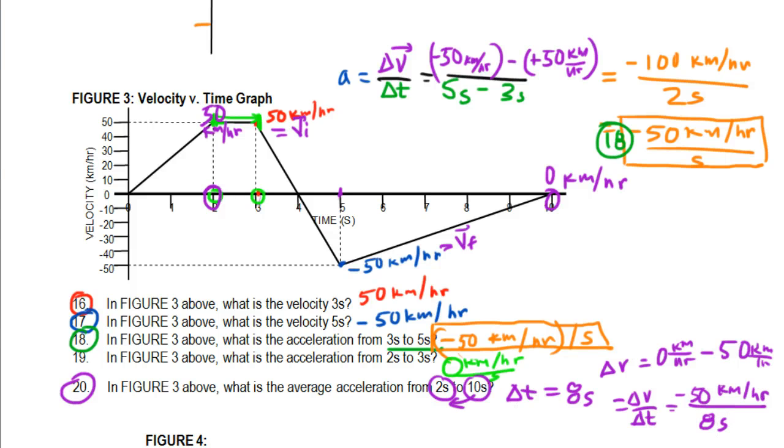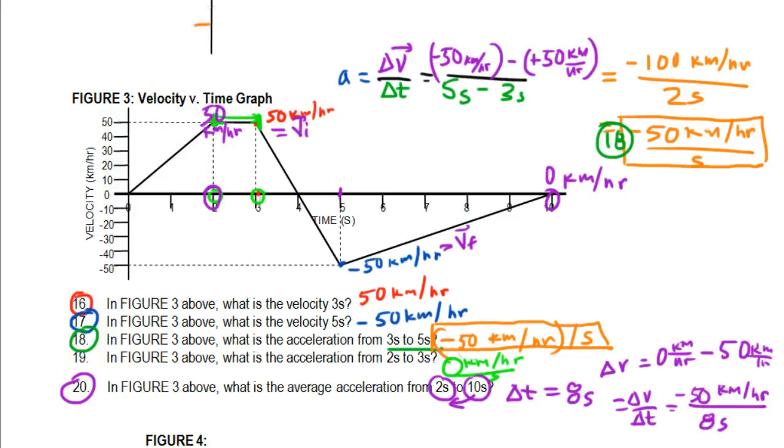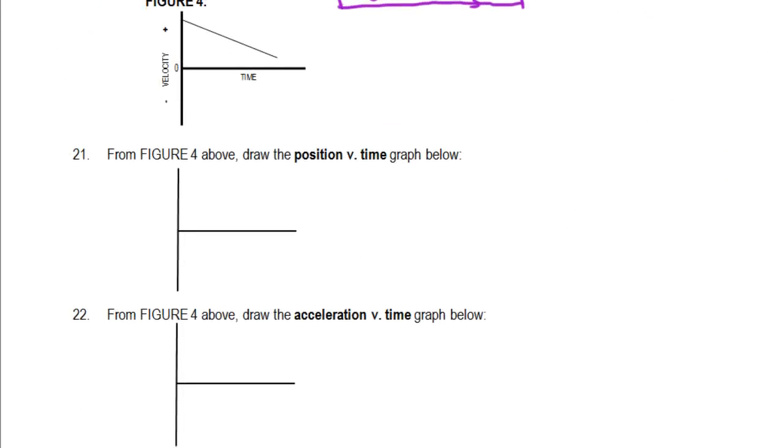And then our answer: negative 50 divided by 8 seconds is negative 6.25 kilometers per hour per second. Don't forget your units. And that's your answer, number 20. Okay? So those are those problems for figure 3. Almost done. Finally.